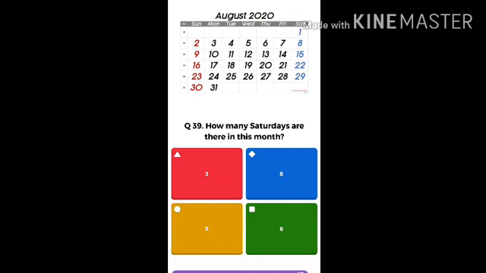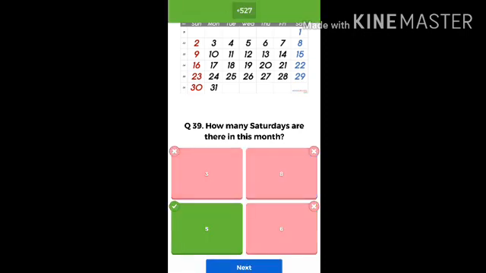Look at this calendar and decide how many Saturdays are there in this month. Where are the Saturdays? Now count how many Saturdays are there. These are 1, 2, 3, 4 and 5 Saturdays. There are 5 Saturdays.